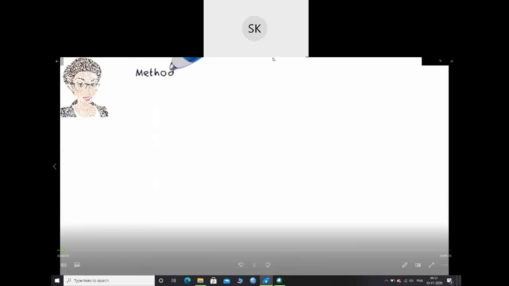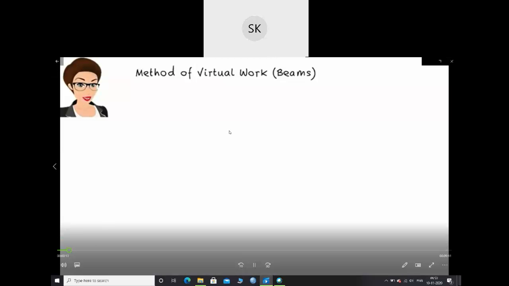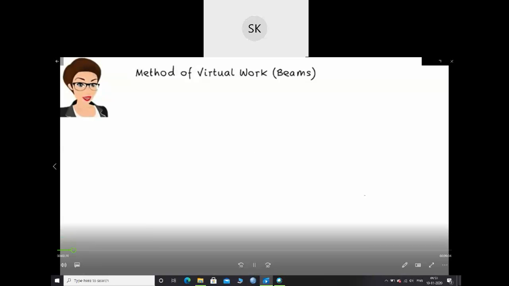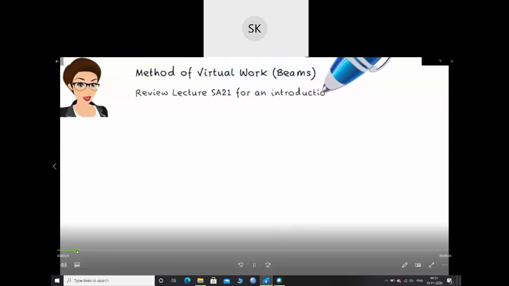The basis of the virtual work method and its use for calculating joint displacement in trusses were discussed in lecture SA21. In this lecture, I'm going to show you how this method can be used to calculate deflection and slope in beams. Let's start by reviewing the method using a truss structure.